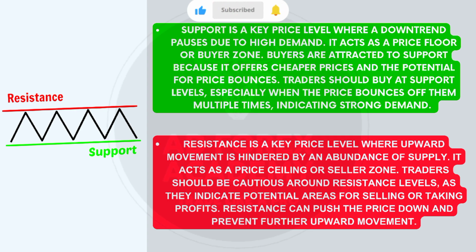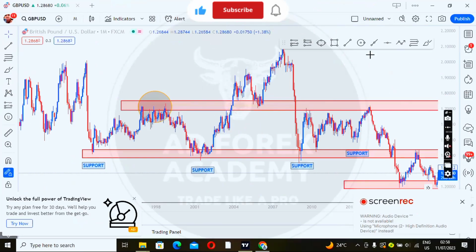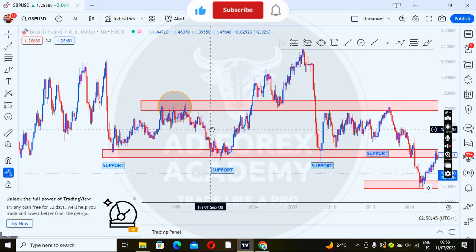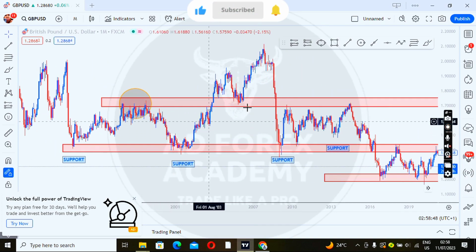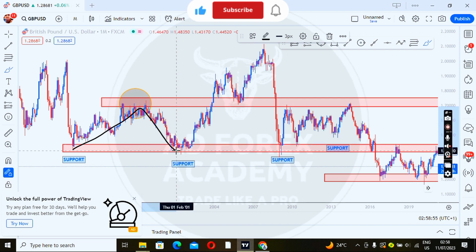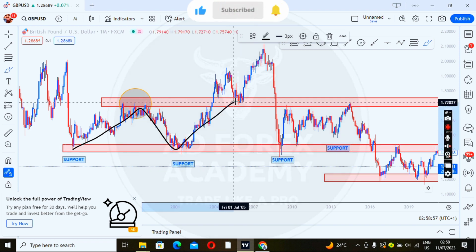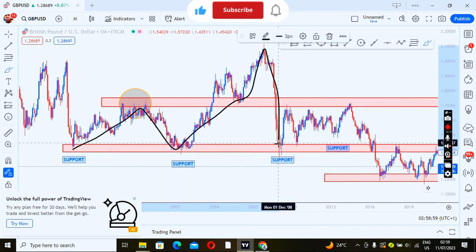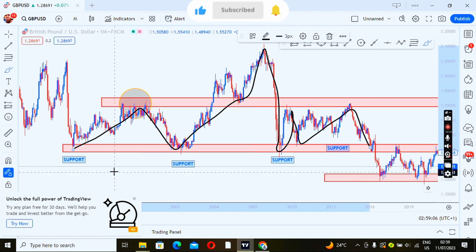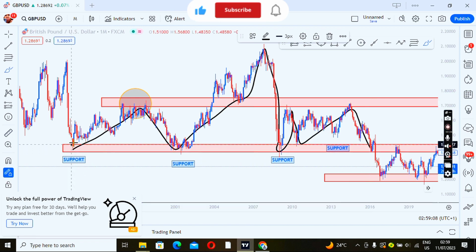Now let's take a look at a real example on the chart. Here we have the GBP USD pair, one of my favorites to trade. As you can see, the price is moving up and down, creating a sideways trend. However, there is a specific area on the chart where the price has never gone below. This area acts as strong support.